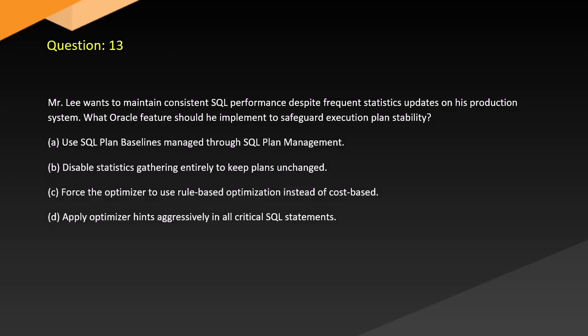Question 13. Mr. Lee wants to maintain consistent SQL performance despite frequent statistics updates on his production system. What Oracle feature should he implement to safeguard execution plan stability? A. SQL plan baselines managed through SQL plan management. B. Disable statistics gathering entirely to keep plans unchanged. C. Force the optimizer to use rule-based optimization instead of cost-based. D. Apply optimizer hints aggressively in all critical SQL statements.